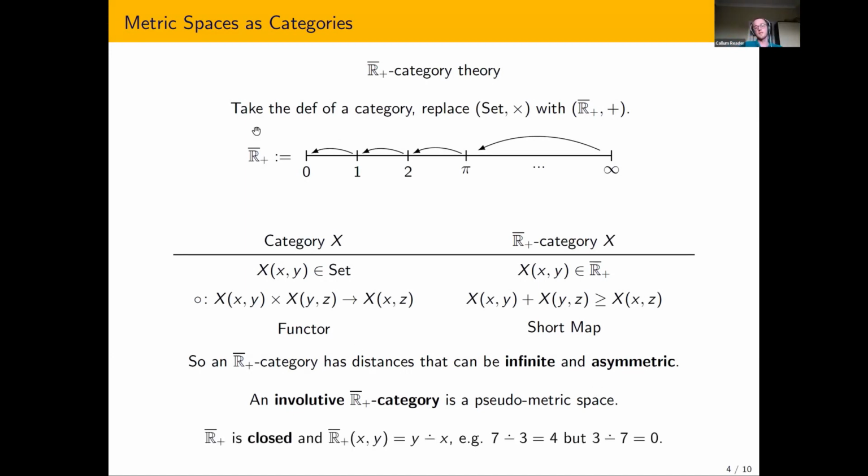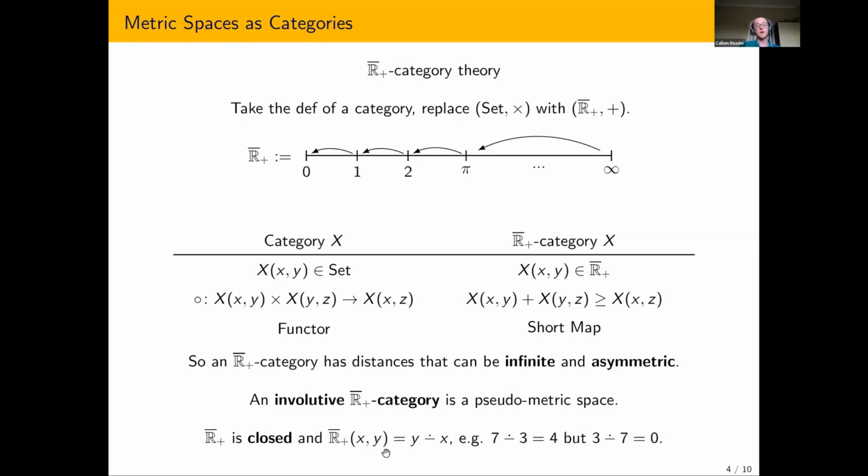And finally, this category R plus bar is closed, so it has internal homs, and these are just given by truncated subtraction. So 7 minus 3 is going to be 4, but obviously we don't have a minus 4, so 3 minus 7 just stops at 0. So R plus bar is enriched over itself by this truncated subtraction.